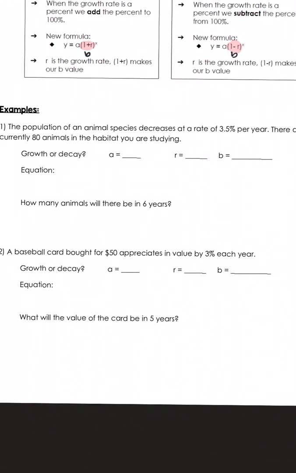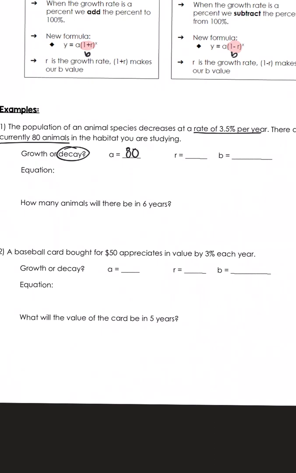The population of an animal species decreases at a rate of 3.5% per year. There are currently 80 animals in the habitat we're studying. So my first thing I'm going to look at is this growth or decay. And they're telling me that my animal species is decreasing, so I know that's decay. Now I'm going to fill in all those parts of the formula that I need. So A is my initial value. We currently have 80 animals in our habitat.